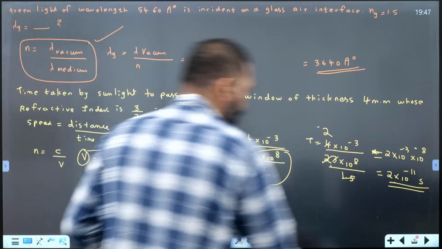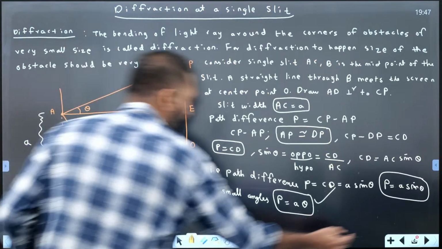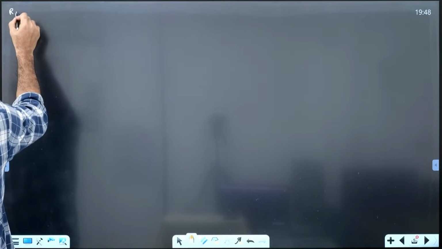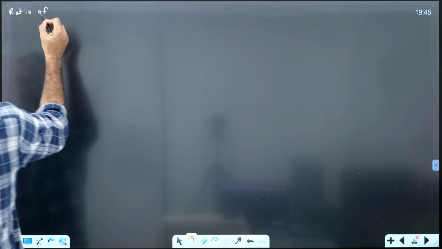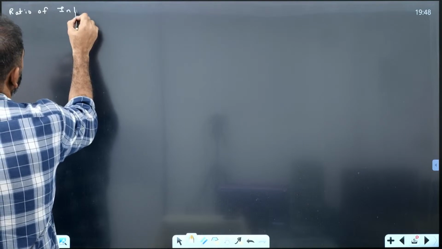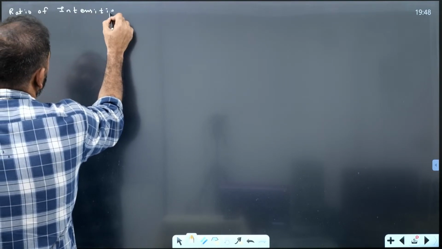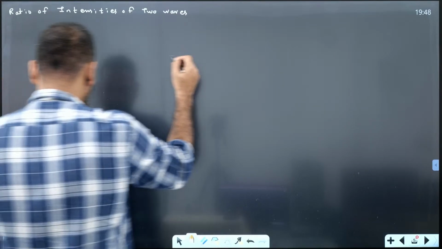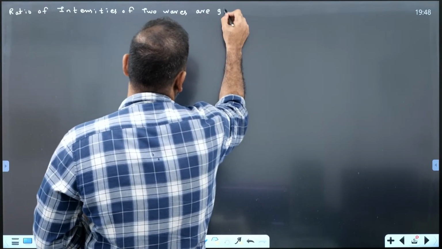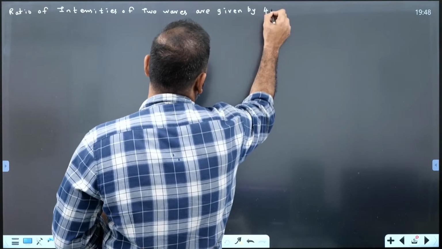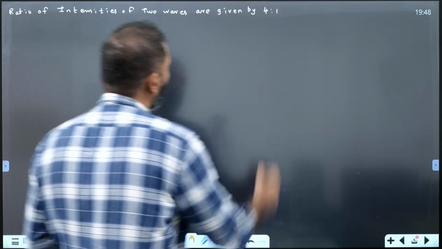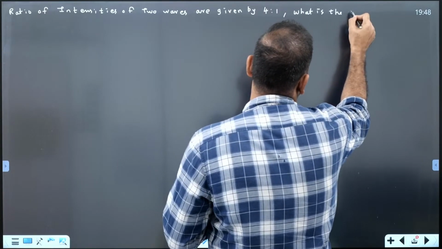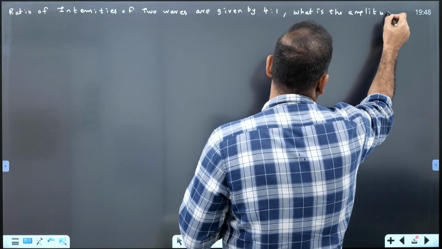Now the next question. The ratio of intensities of two waves are given by 4:1. What is the ratio of the amplitude? What is the amplitude ratio? Very simple question.